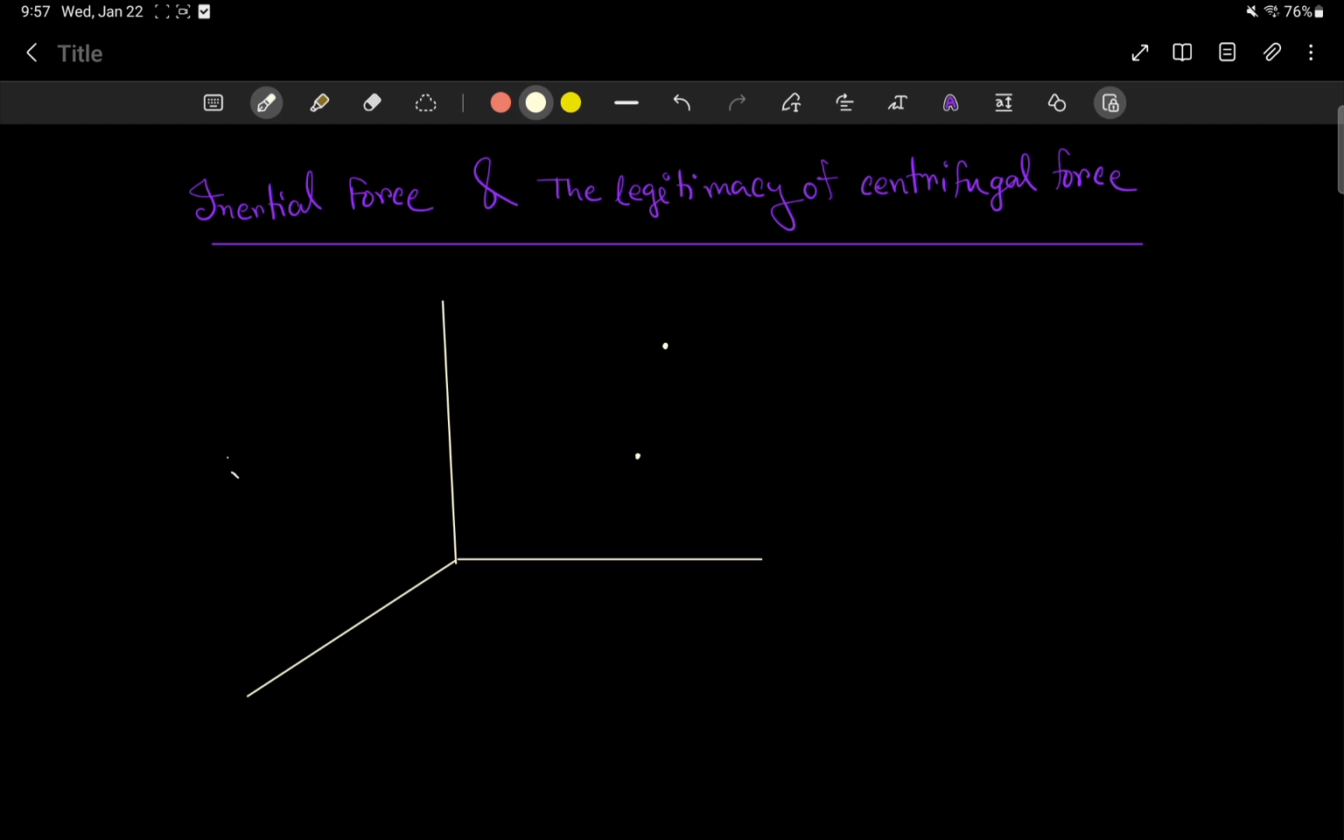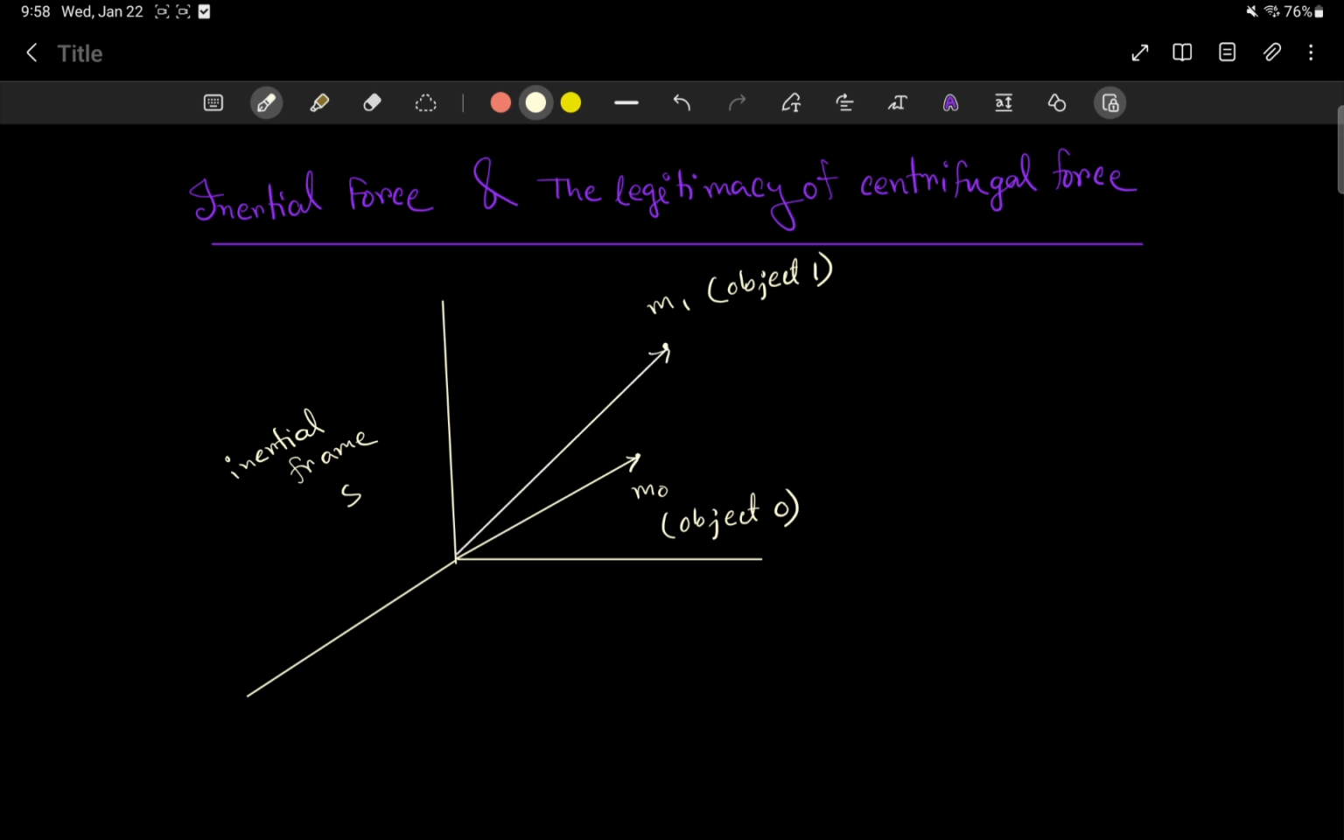So this is our inertial frame S. And these objects, we will denote their masses by m0 and m1. You can call them object 1, object 0, or whatever. This is object 1, this is object 0. These objects have their own radius vectors or position vectors, something like this. I'll call this r0 and this will be r1.